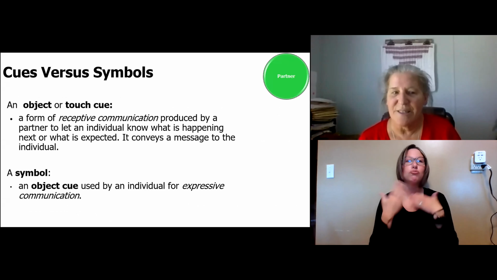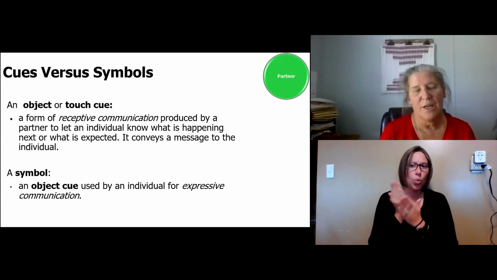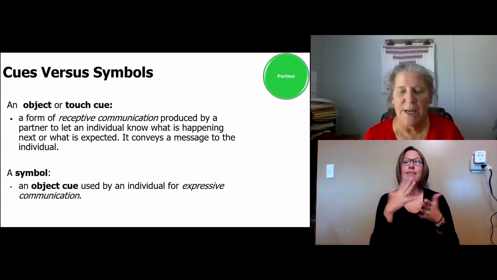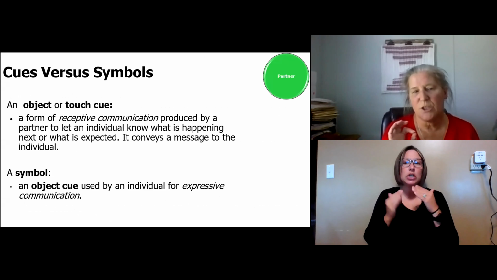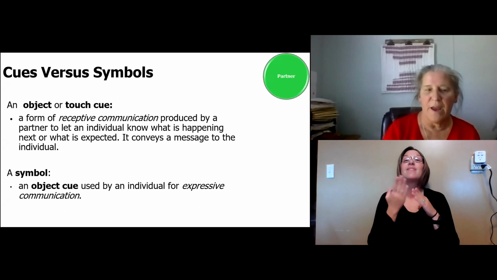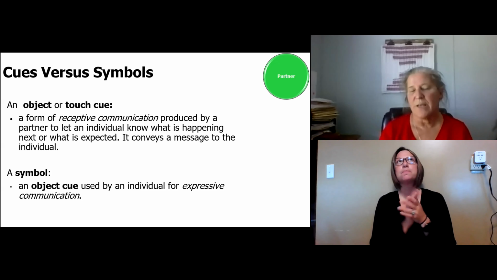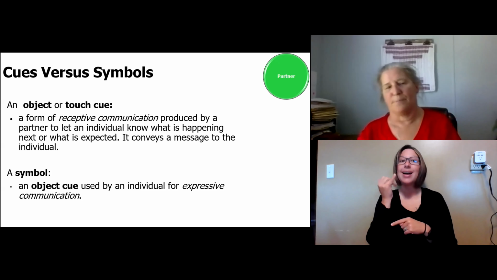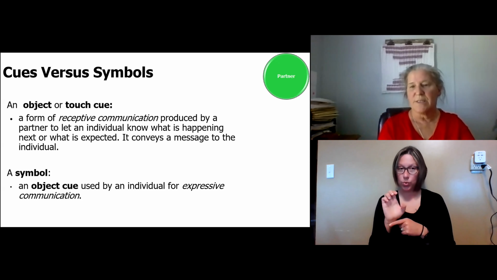When I last left you, we had been through the matrix and we had started going through levels 1, 2, and we were finishing up on 3. I'm going to finish up on 3 with just saying that this is where we start talking about, we've been talking a little bit about touch cues. Now we're going to bring in object cues into this. And we're going to talk about the cues versus a symbol.